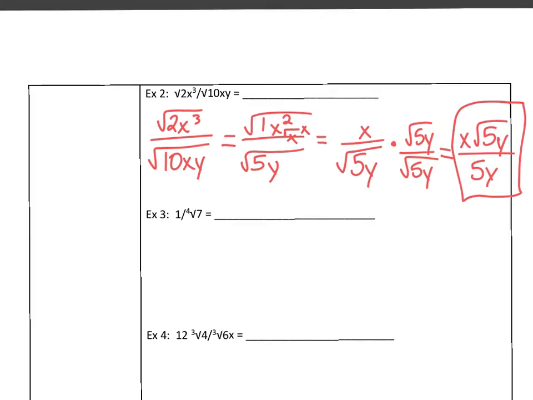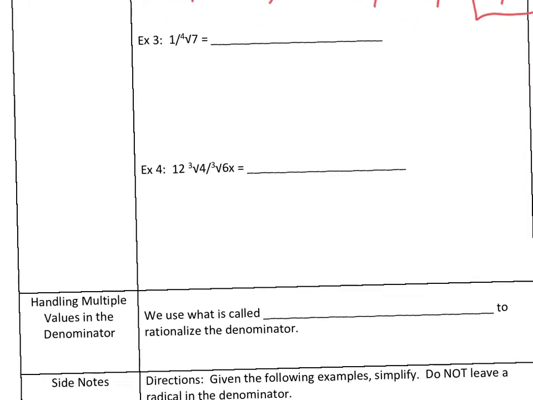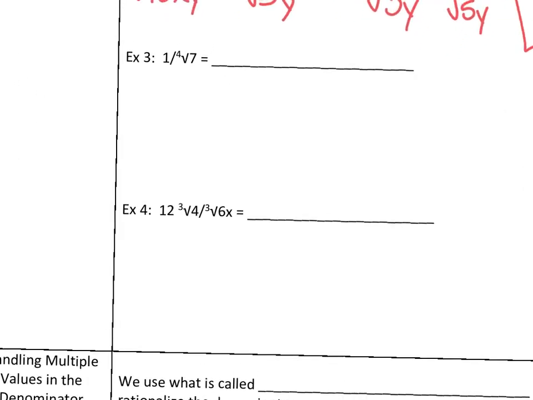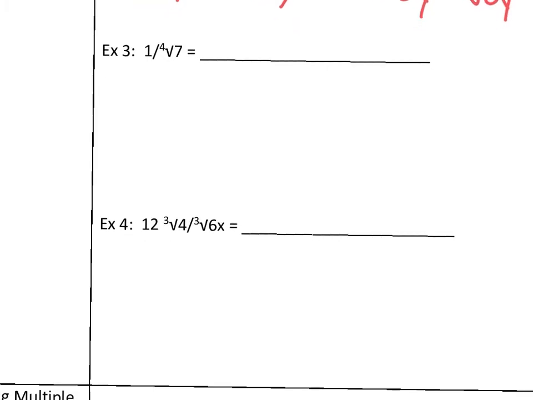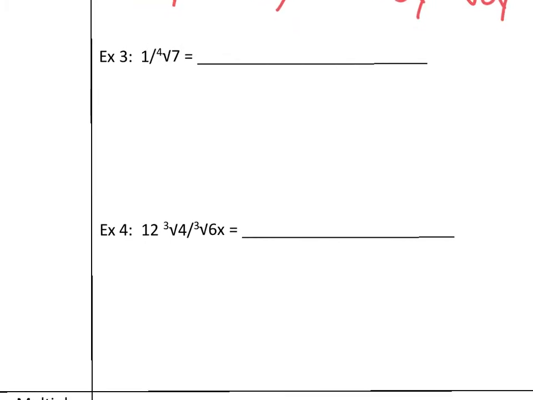Questions on that one? All right, go ahead and try 3. It's pretty easy. And then try 4. So just to rewrite these, just because I don't like the way they're written. This is 3, and then 4 is 12 cube root of 4 over cube root of 6x.